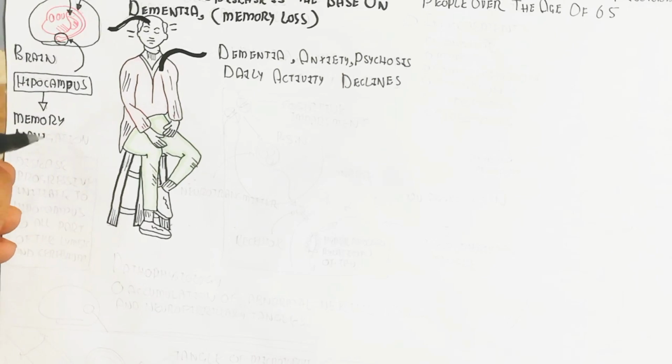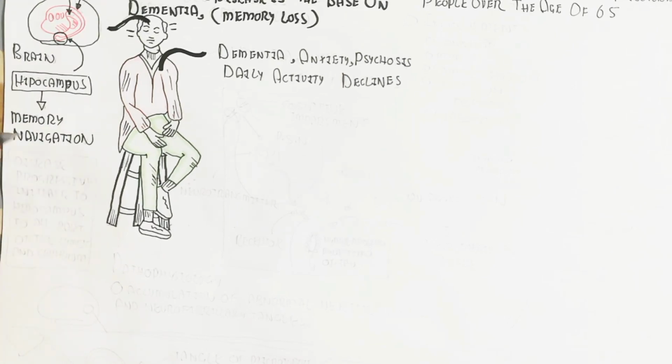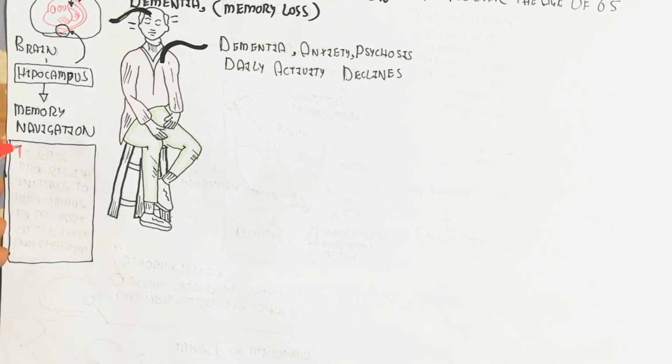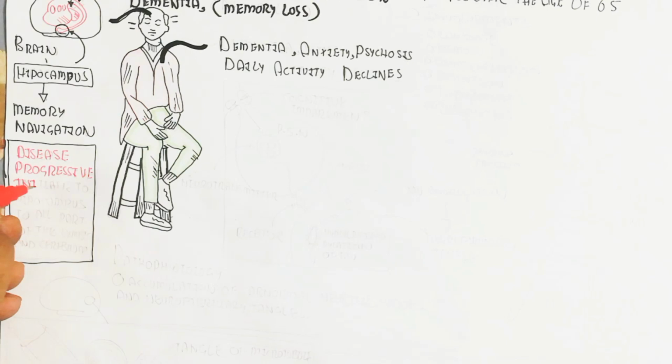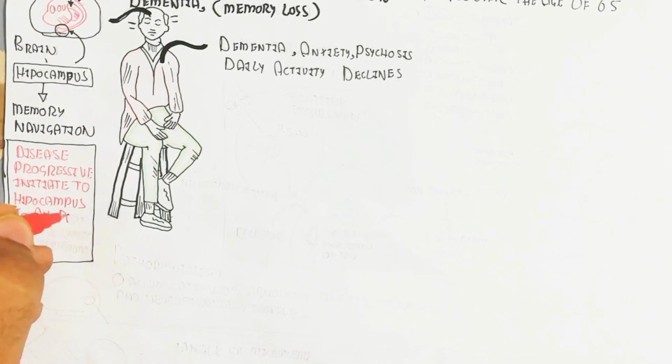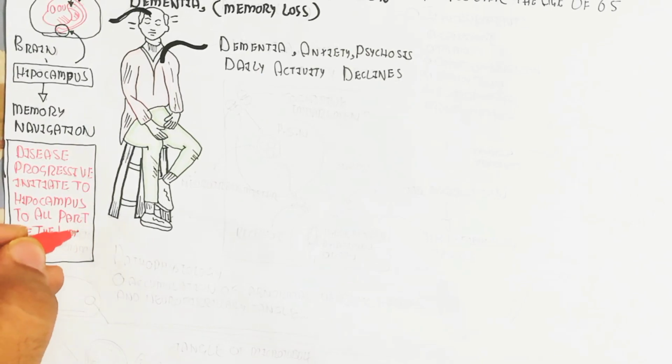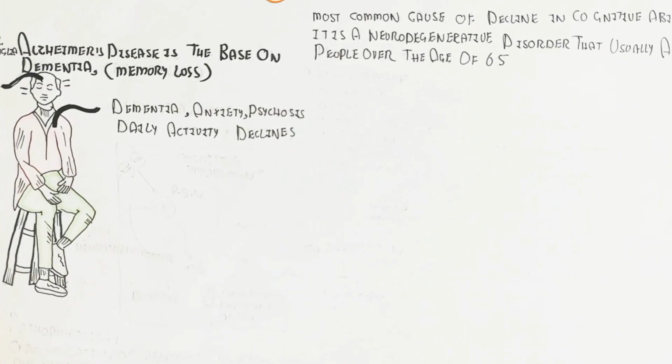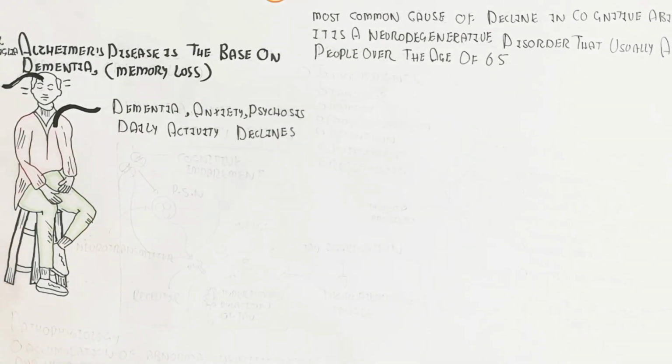But we will learn that the hippocampus is important for memory and navigation, while the whole limbic system is important for emotion, rage, as well as thirst, circadian rhythm, and love and hate. The disease progresses from the hippocampus to all parts of the limbic system and the cerebellum.